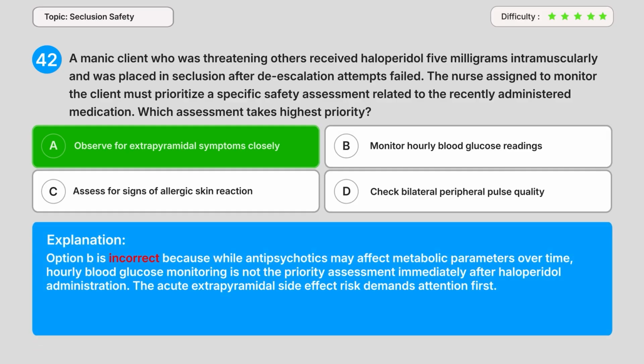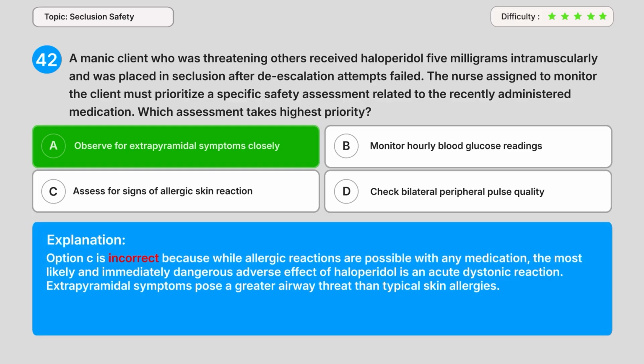Option B is incorrect because while antipsychotics may affect metabolic parameters over time, hourly blood glucose monitoring is not the priority assessment immediately after haloperidol administration. The acute extrapyramidal side effect risk demands attention first.